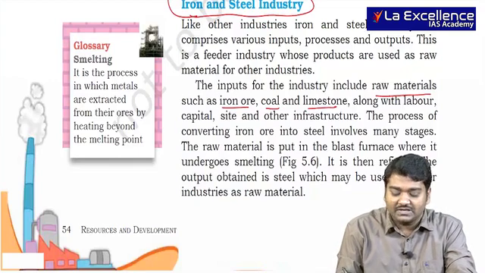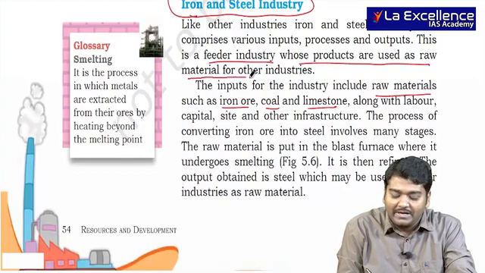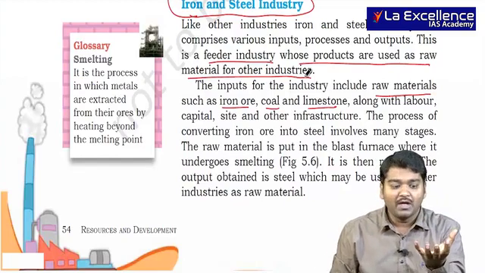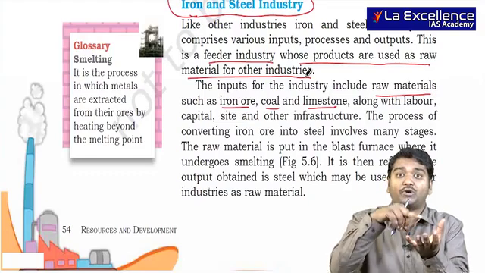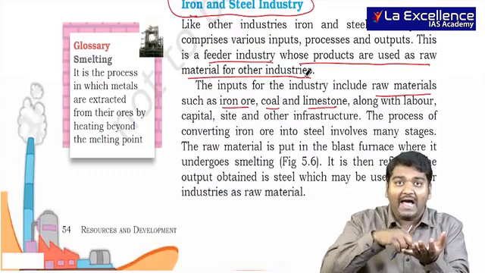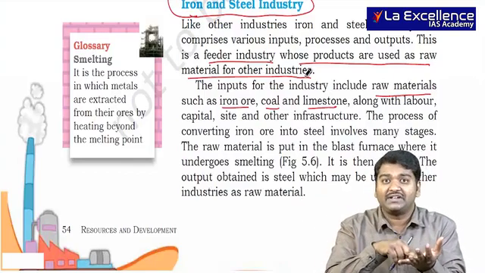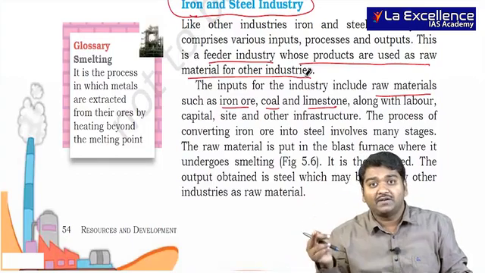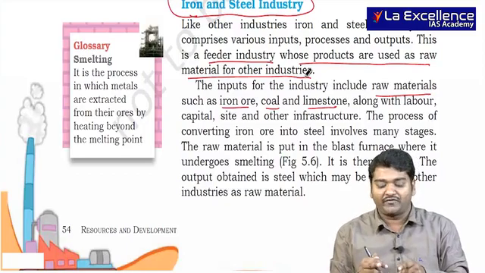Like other industries, they require various inputs. This is a feeder industry whose products are used as raw material for other industries. I told you, if you get an iron and steel industry, then around that industry, other industries will be present, because the output of this industry will act as input to other industries. Steel output of the iron and steel industry will be used in automobile manufacturing, where steel becomes an input in those industries, right? So this is very, very important for us to look at.